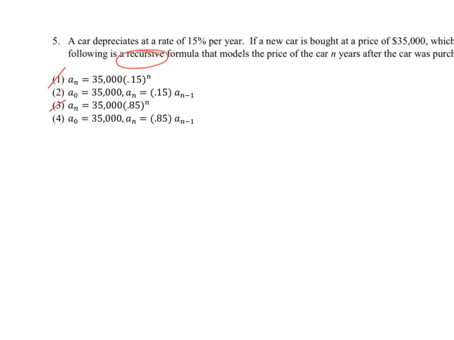1 and 2 do not. Here's my let statement. A0 equals 35,000. That's the amount of the car on the first day that you have it, okay? So I know that 2 and 4 are what I'm left with.